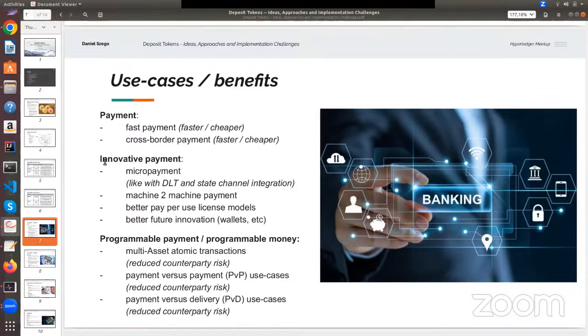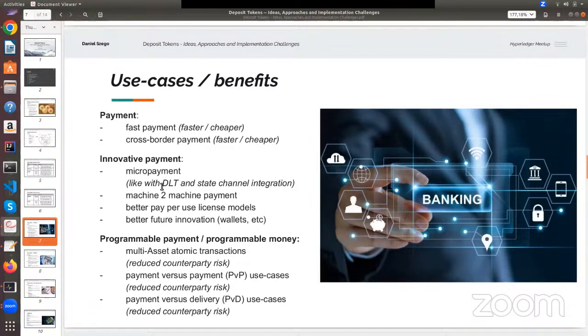Then we can speak of innovative payment. These are innovative payment solutions that are especially associated with DLT. One such example is micropayments, and more on the technical side.